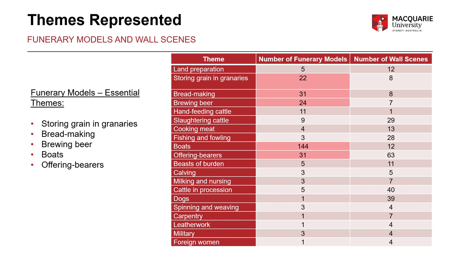Granaries offer a supply of grain for nourishment. Bread making and brewing beer offer the staples of the diet. Boats provide riverine transport, and offering bearers transport the desired goods. These themes are all about provision.